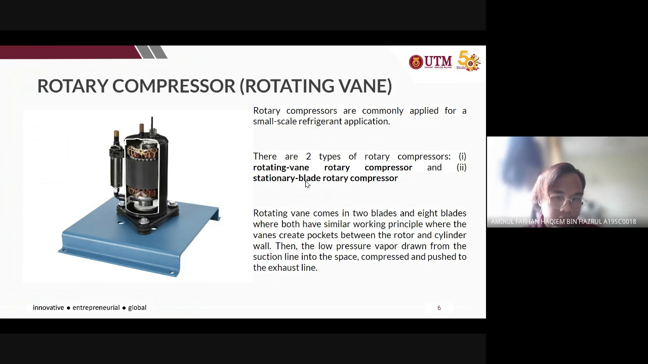So a rotating vane compressor comes with either two blades or eight blades, where both of these have a similar working principle, where the vanes or the blades create pockets between the rotor and the cylinder wall, and then the low pressure vapor is drawn from the suction line into the space, compressed and pushed to the exhaust line.